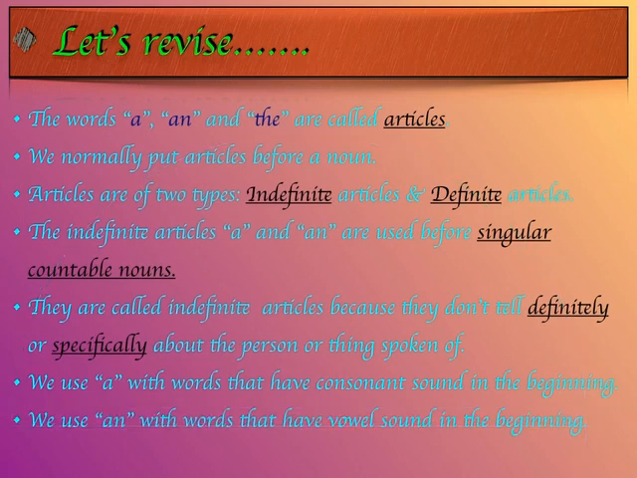We use an with the words that have vowel sound in the beginning. It means that we have to use the article an with the words that have the vowel sound in the beginning. If in case the word begins with a consonant but the sound is that of vowel, then we have to use an. For example, honest man. Over here the first letter is H but still the sound is that of O and so we have to use an. Now let's just check the exercise which I gave you in the previous video.